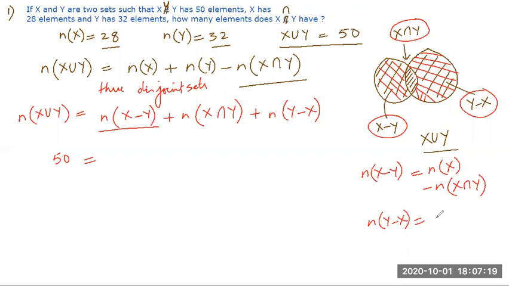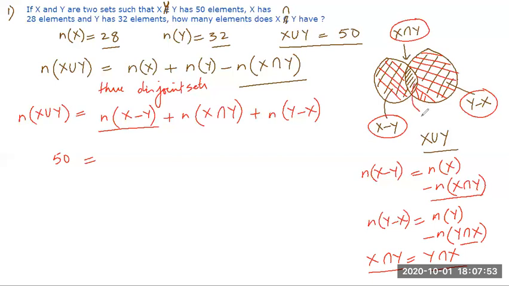This is equal to N of Y minus N of X intersection Y. Y intersection X or X intersection Y, same thing. I hope you remember X intersection Y is equal to Y intersection X, because ultimately we are taking the common elements between these two sets. Doesn't matter which one you take first. So N of X minus Y would be N of X minus N of X intersection Y.